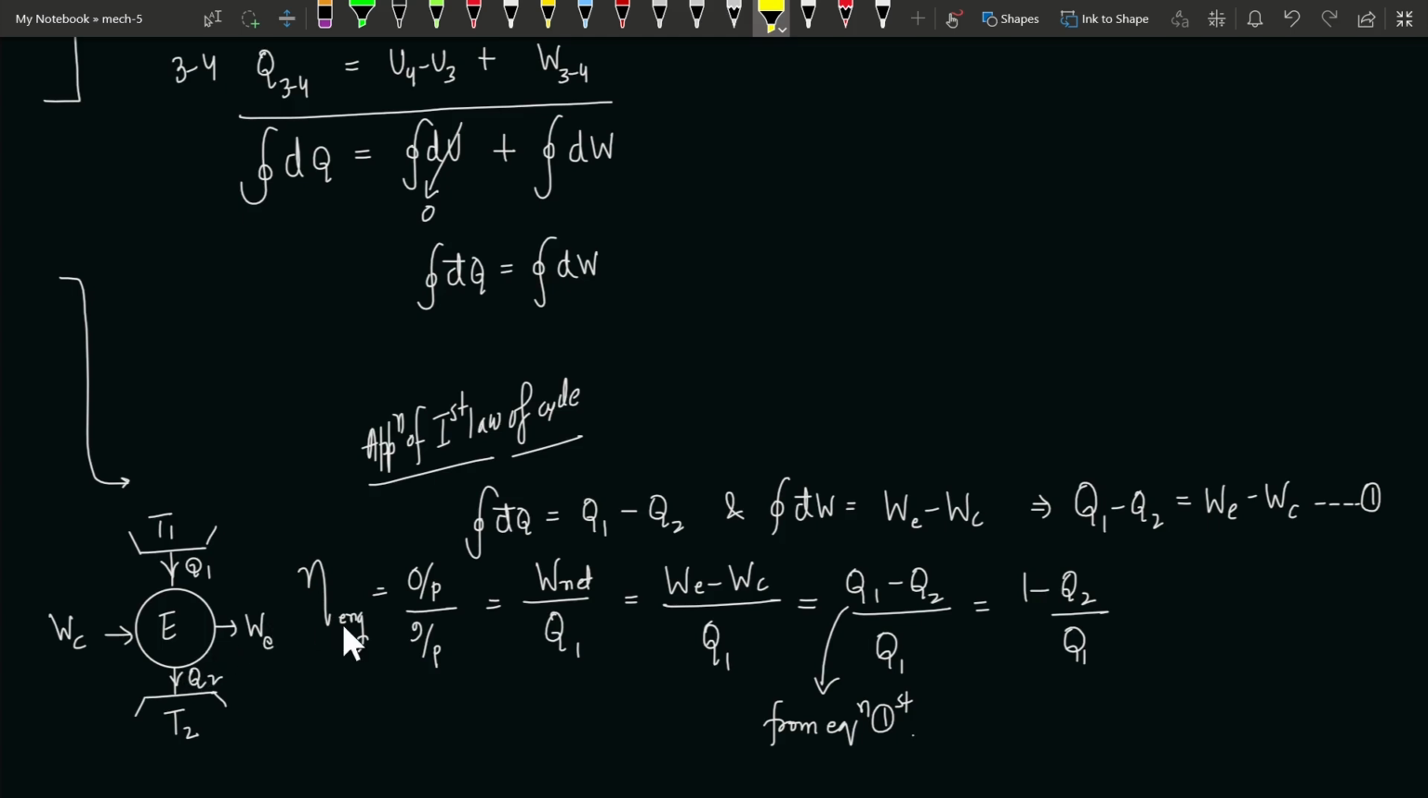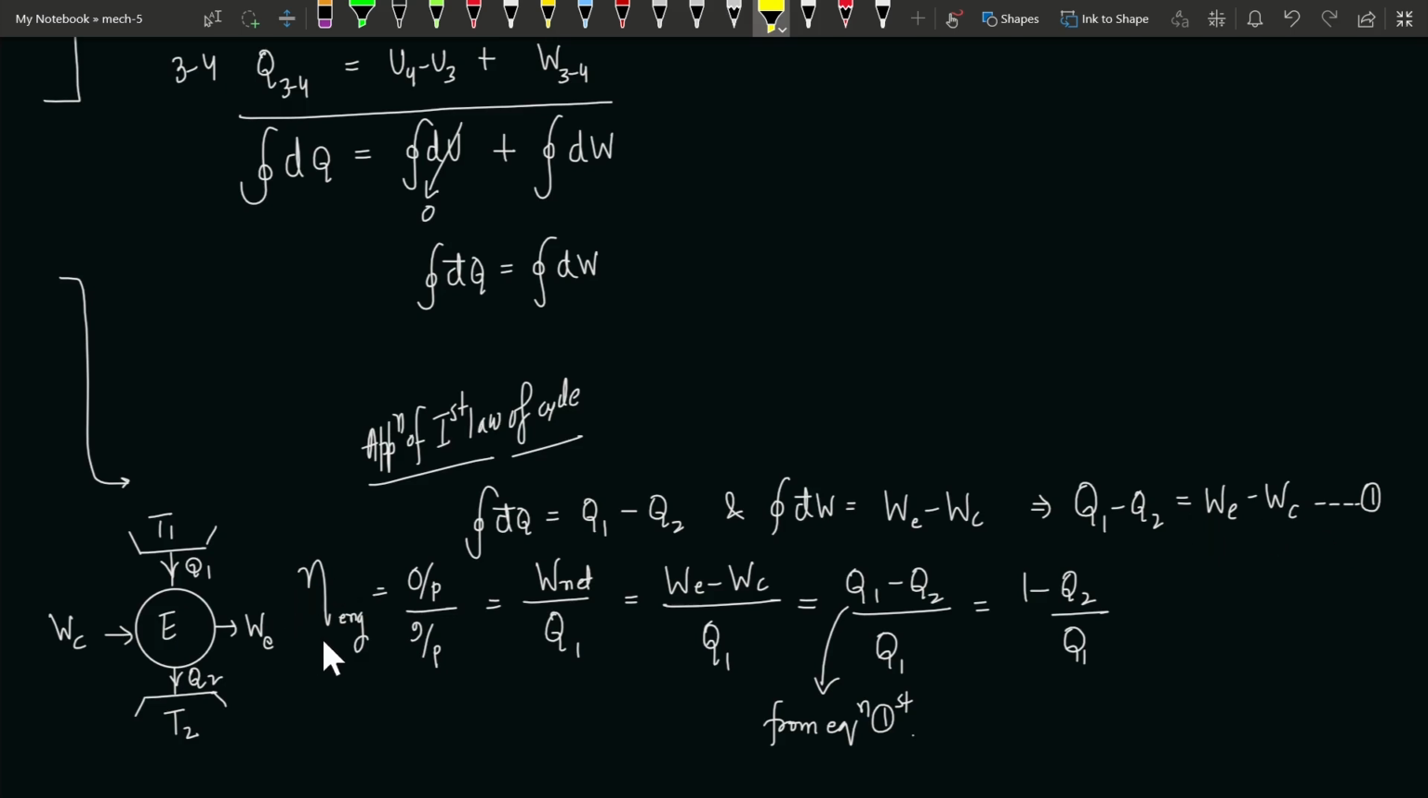If you have an engine, first you can write that net heat transfer is nothing but Q1 minus Q2, and net work transfer is nothing but the work we have obtained during expansion minus the work we have given to the engine during compression. So you can see the heat transfer, which is Q1 minus Q2, and the work transfer, which is WE minus WC. As per the sign convention, we have taken the signs here. From the first law for a cycle, net heat transfer is equal to net work transfer. Therefore, we can write Q1 minus Q2 is equal to WE minus WC. This is our first equation.